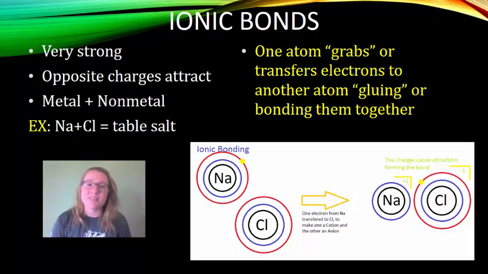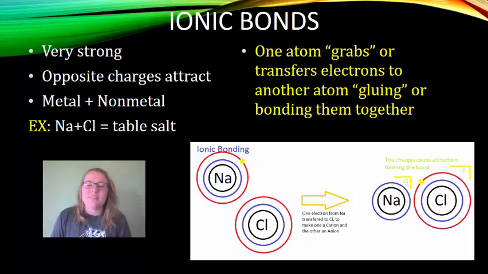There's several types of bonds, and we're starting here with ionic bonds. The key takeaway here: ionic bonds are super duper strong, and they form between a metal and a non-metal. But you also need to understand how they form. What happens is one of the atoms grabs or steals or transfers electrons from another atom.